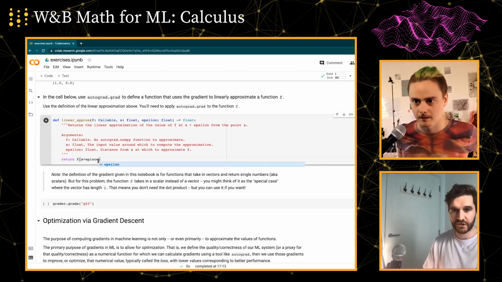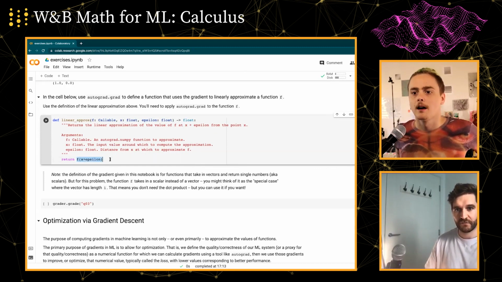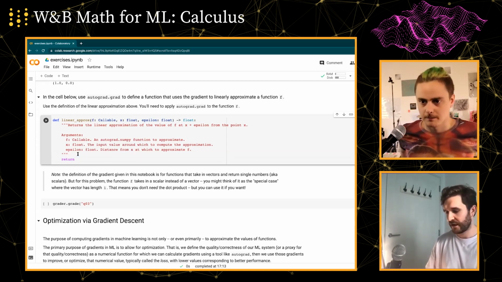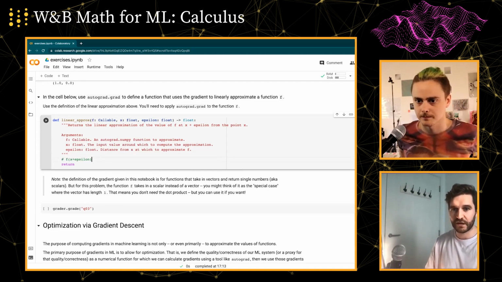This is actually the correct value of what we're trying to approximate. Yes. This is the thing we're trying to approximate. I'm just going to leave that there as a little reminder. This is the thing we're trying to approximate.